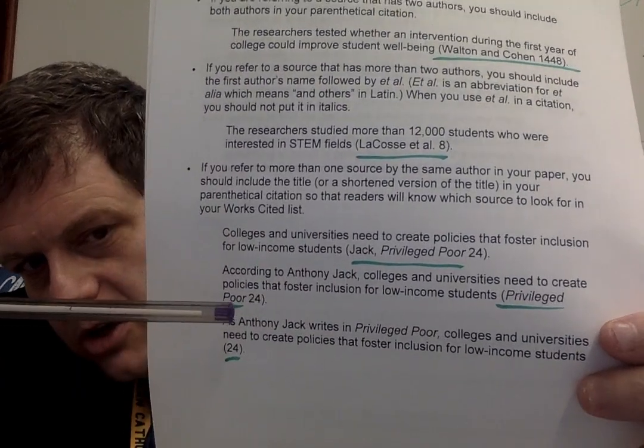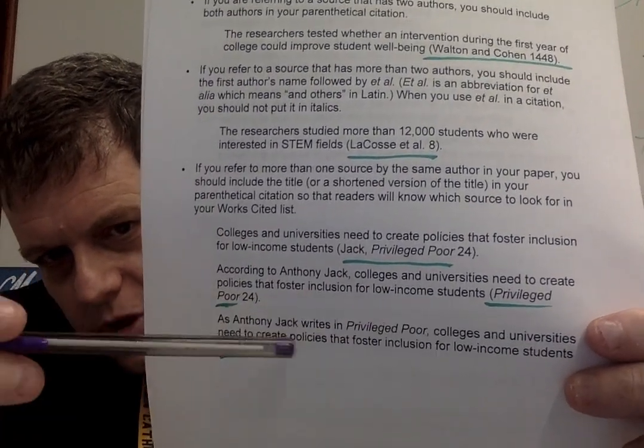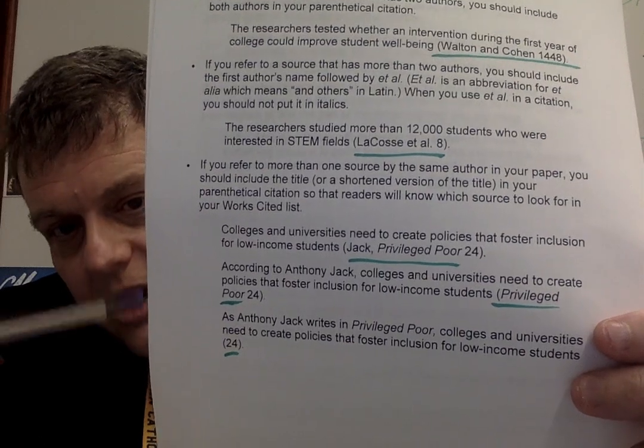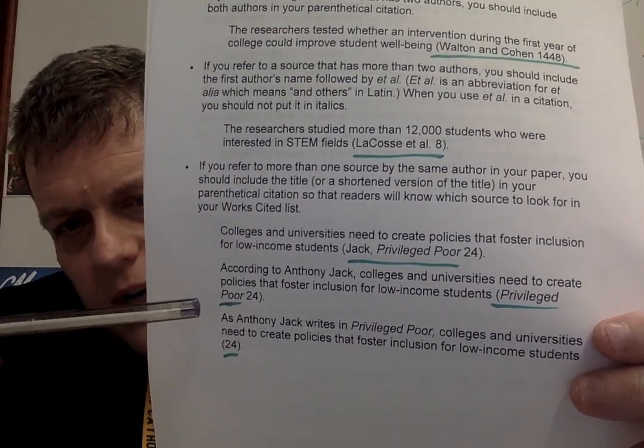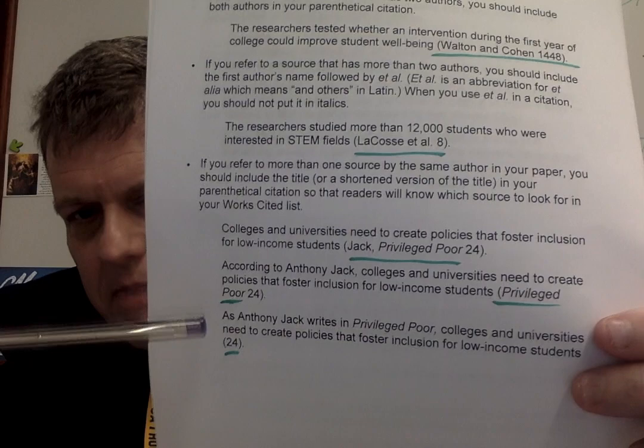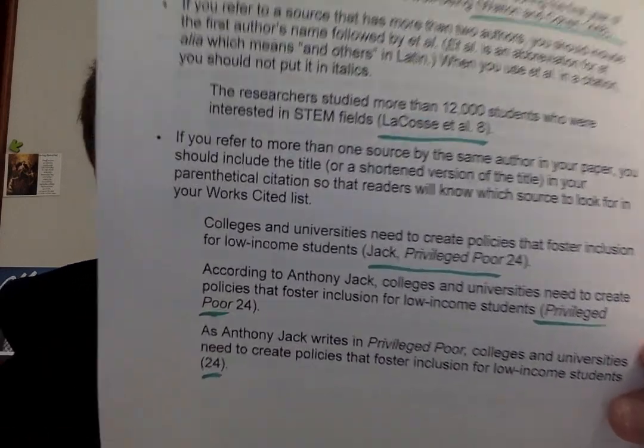Okay, and once again, you can do a short version. Okay, Privileged Poor, 24. You can shorten it again. If you're quoting the same book, okay, maybe even the same page, just the page number. Okay, real simple stuff.